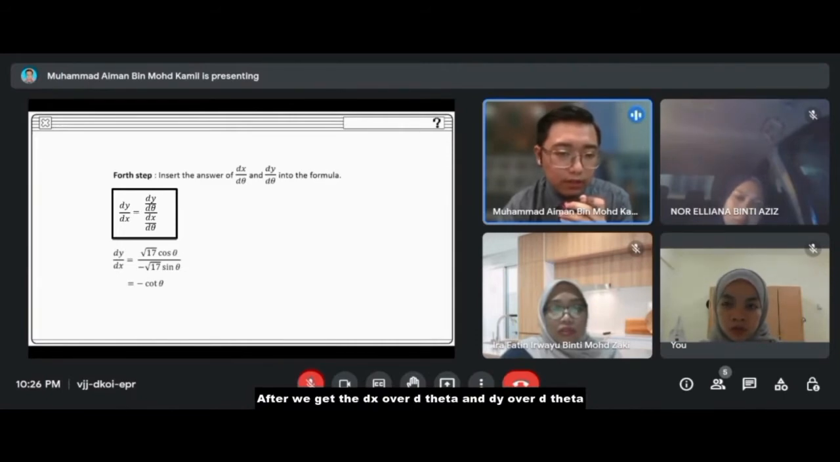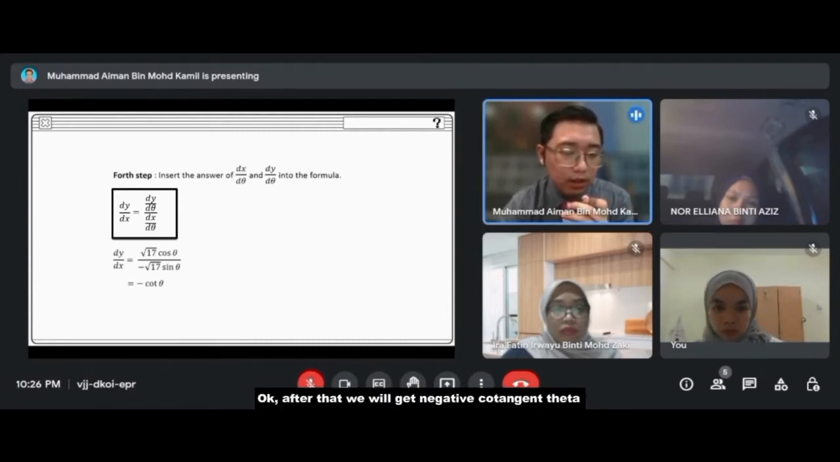After we get dx over d theta and dy over d theta, we just insert the derivatives into the formula. After that we will get negative cot theta.